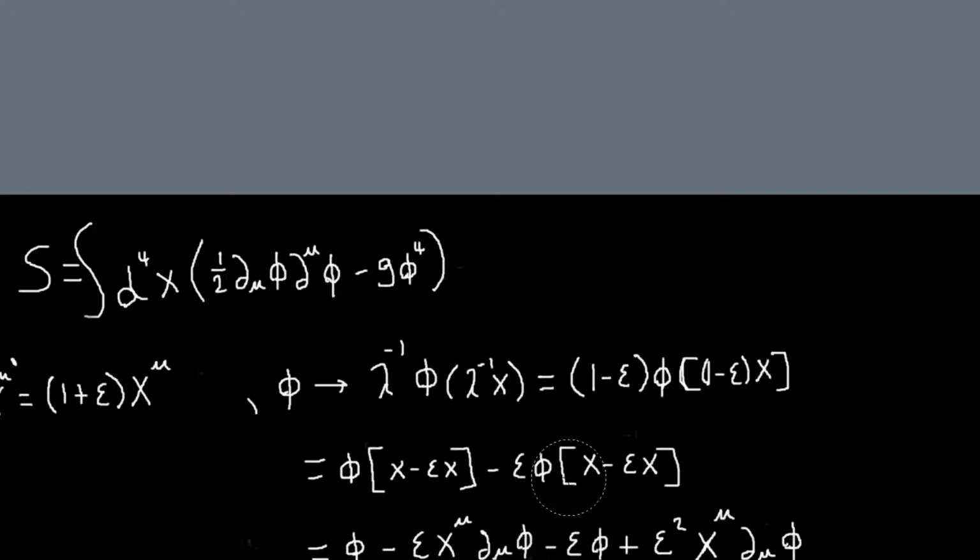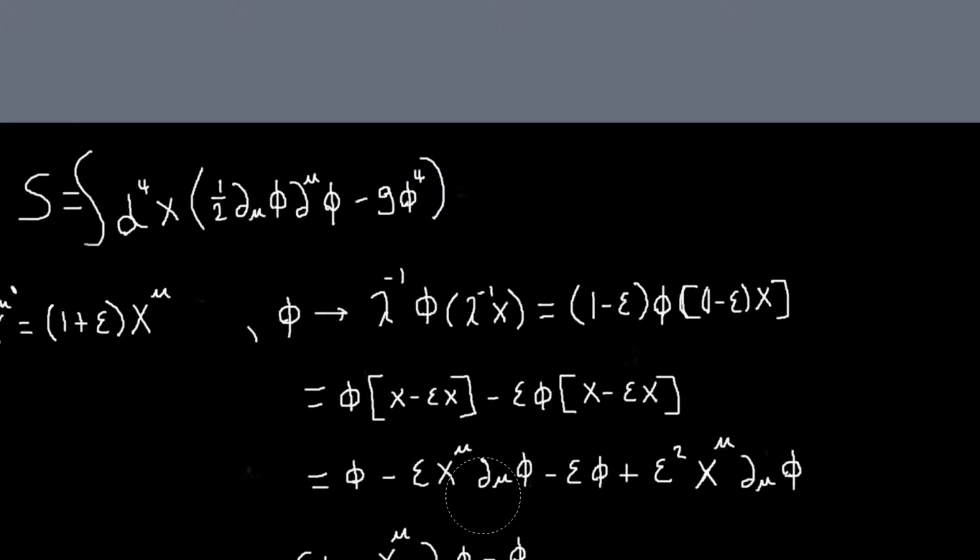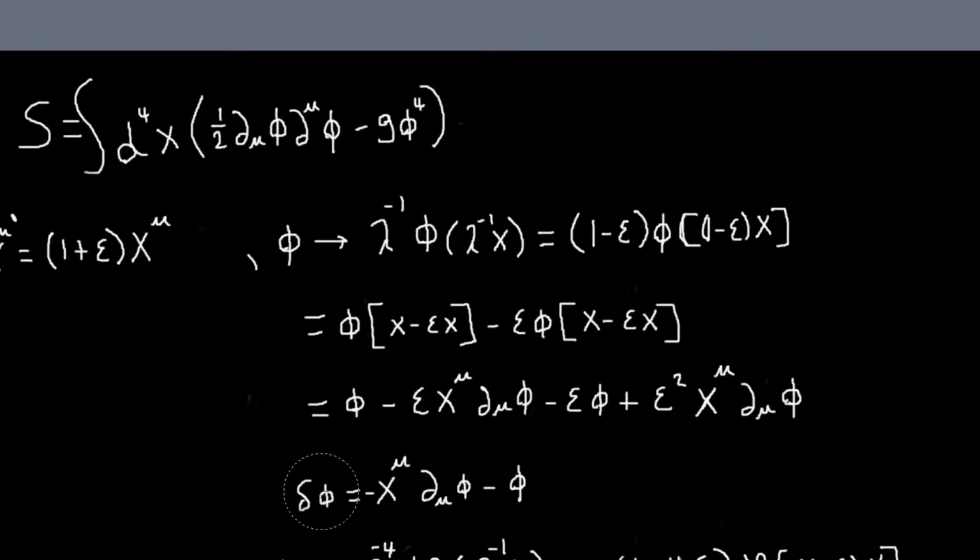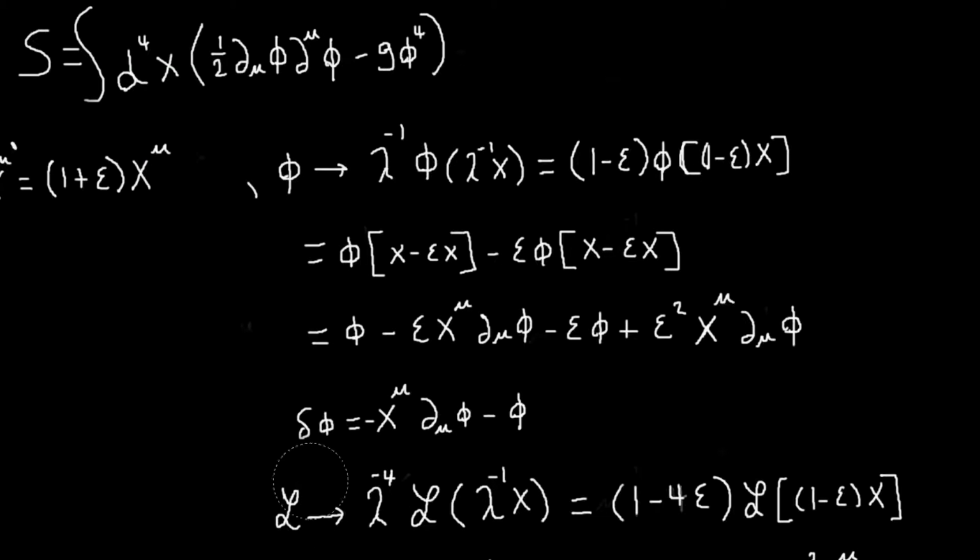Then we can use our usual chain rule to expand both of these terms. I'll end up with 4 terms that look like this. And this term is quadratic in epsilon, so it's very small, so we throw that away. Then we can just read off that delta phi here will just be minus x mu d mu phi minus phi. And then we can note that the Lagrangian changes like this.